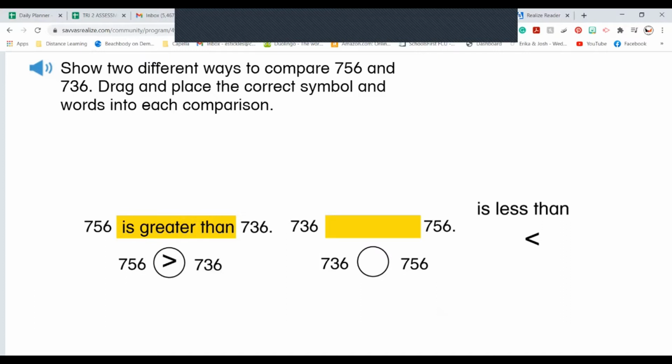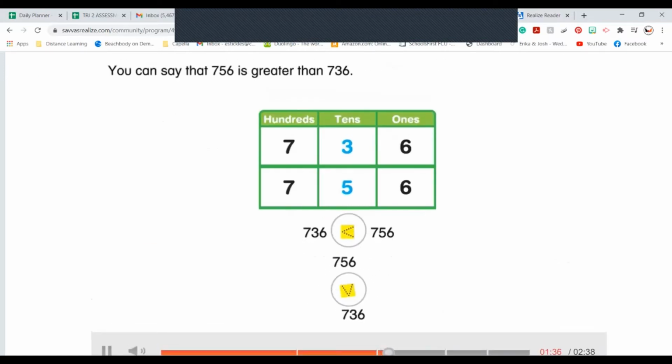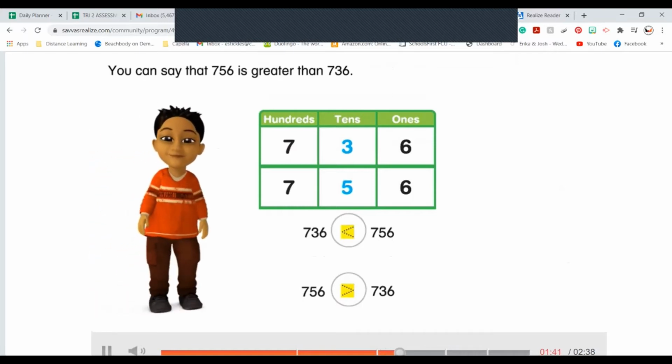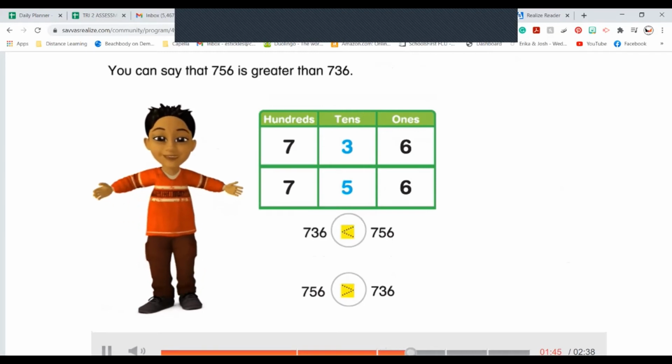If we flip-flop our numbers and we have 736 is something compared to 756, we would say 736 is less than 756. And our symbol would have to still point towards 756, but because it's on the other side, we're going to point our symbol the other direction to show less than. You can say that 756 is greater than 736. In both comparisons, 756 is the greater number.